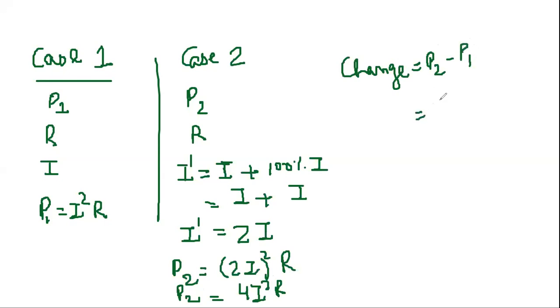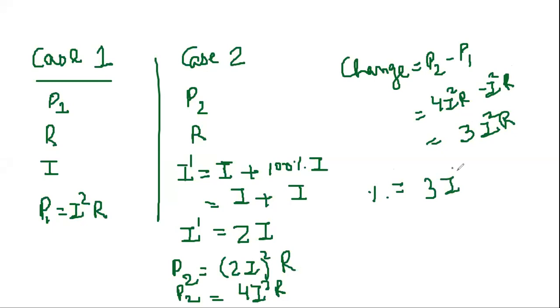It is equal to 4I²R minus I²R. It becomes 3I²R. If you have to find the percentage change, how much will it be? It is equal to the change. How much change takes place? It's 3I²R over the original value, I²R, multiplied by 100.